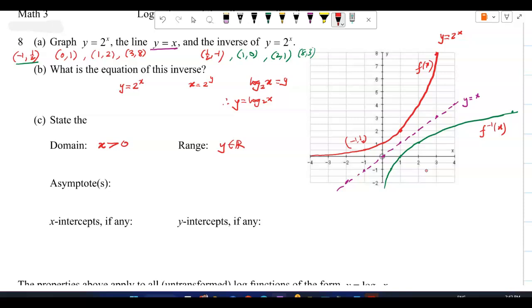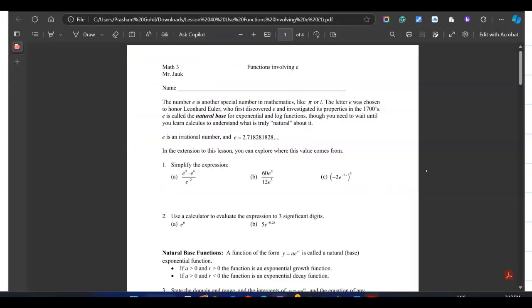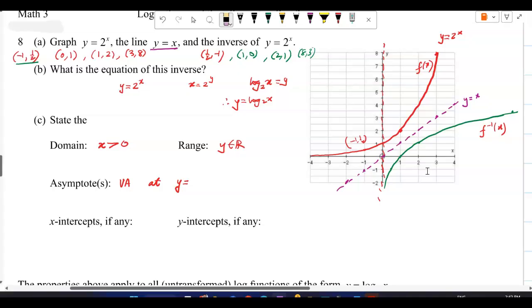Asymptote. It never reaches. This is a vertical asymptote. So vertical asymptote at x is equal to 0. The vertical line is passing through x is equal to 0. How would you know it's x equal to 0? All vertical line equations are like that. You know vertical line equations?